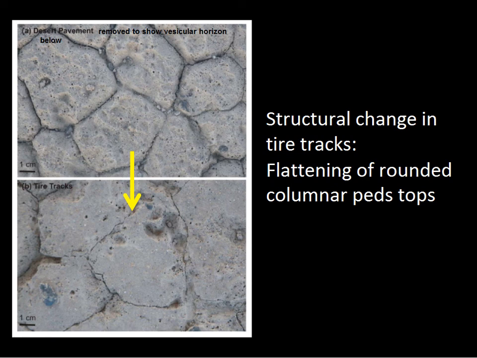There was also a pretty pronounced structural difference between the desert pavement and the tire track. This first photograph is beneath the undisturbed desert pavement. Here I removed the desert pavement clast and took a photo of the surface of the vesicular horizon immediately beneath the desert pavement. And here this is the surface in the tire track. What you see is a flattening of the top of these rounded columnar heads.